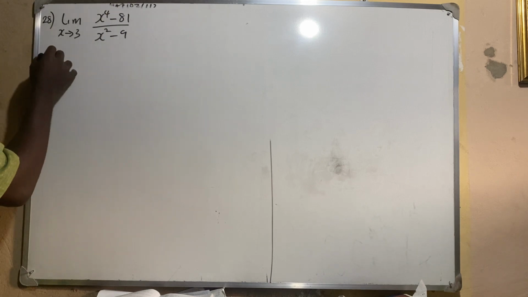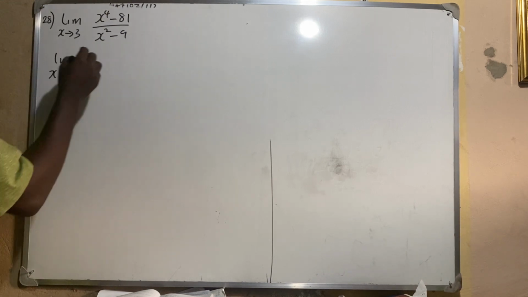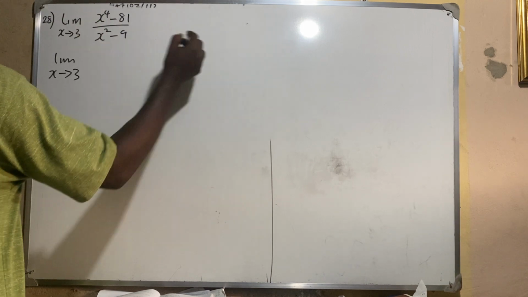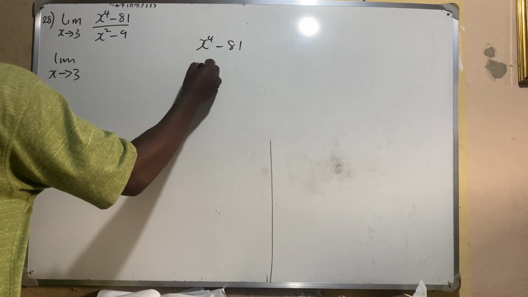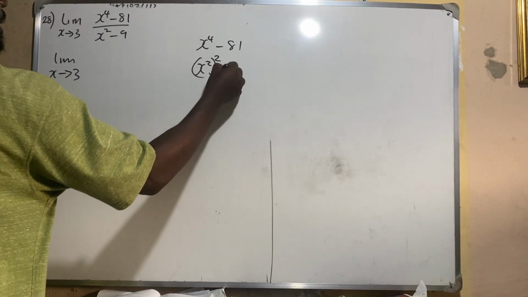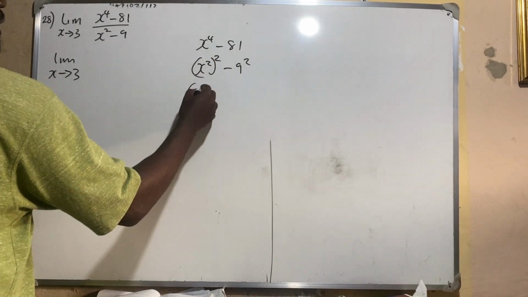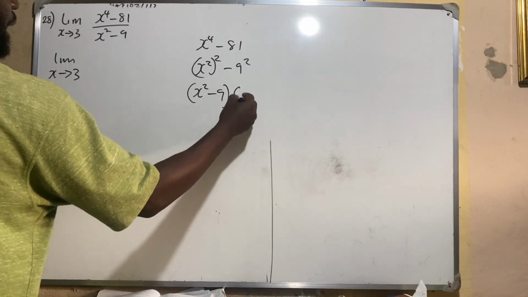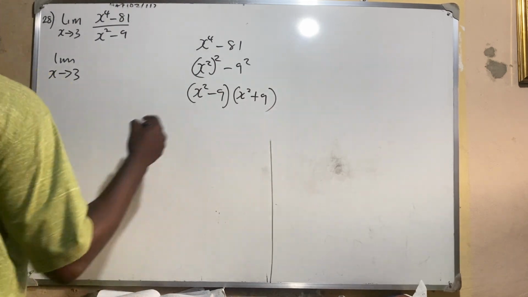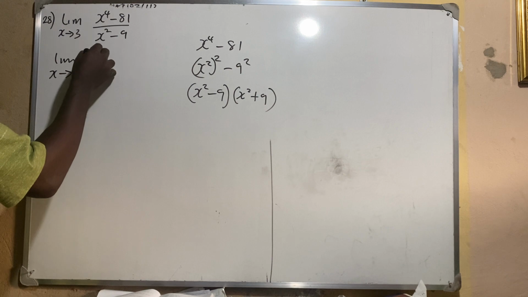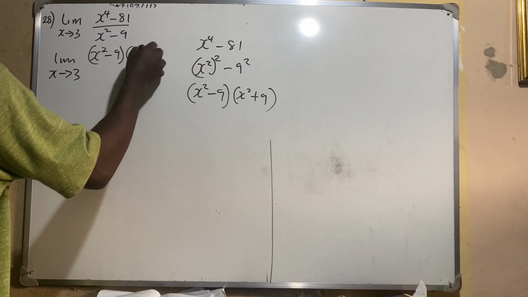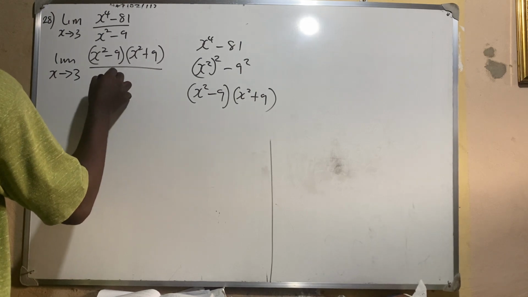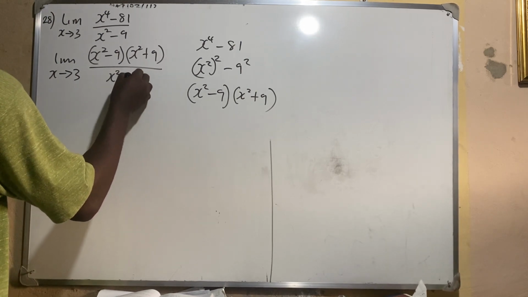Let me factorize first. This is the limit of x tending to 3 of what? This is a difference of two squares. x raised to power 4 minus 81 means (x raised to power 2) all squared minus 9 squared, which is (x raised to power 2 minus 9) and (x raised to power 2 plus 9). You get the point. So I'm going to have (x power 2 minus 9) and (x raised to power 2 plus 9), then divided by (x power 2 minus 9).